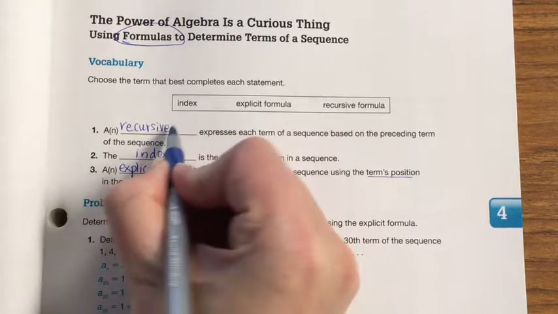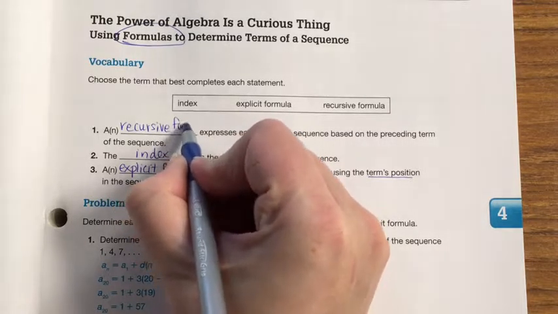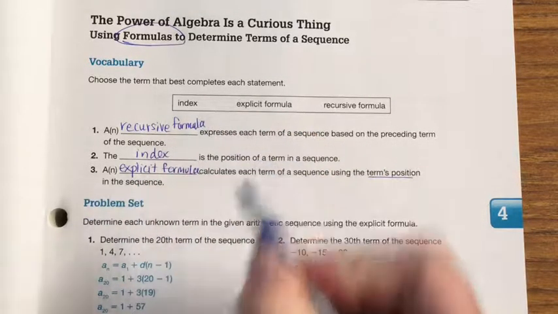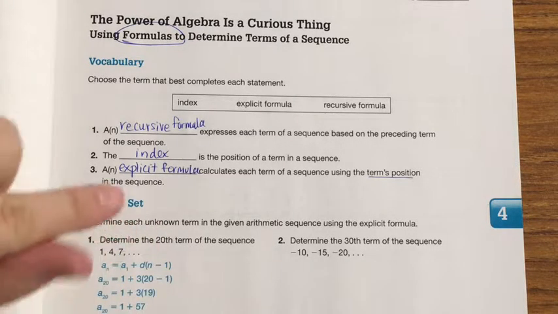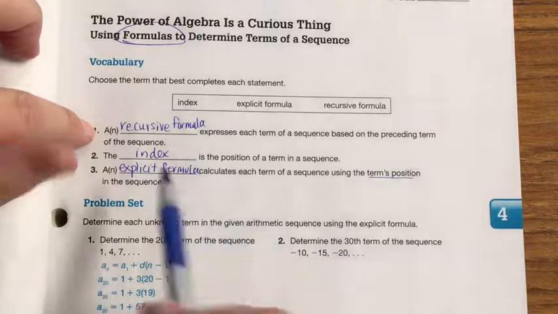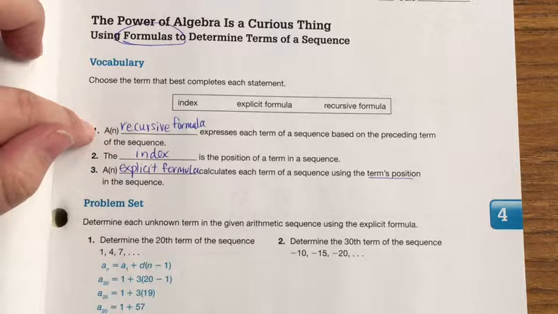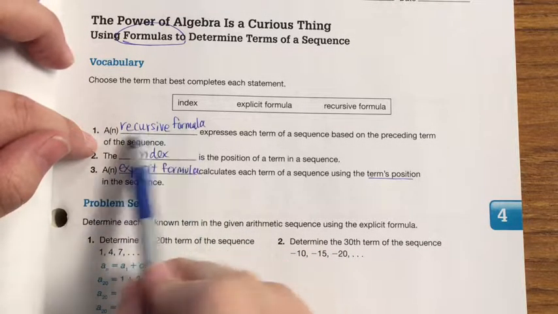A recursive formula expresses each term of a sequence based on the preceding term. In other words, with a recursive formula, you can get one thing from the next one. So what do you do to the last term to get the next one? Like you times by 5 or whatever each time, or you add 4. That would be the recursive formula.